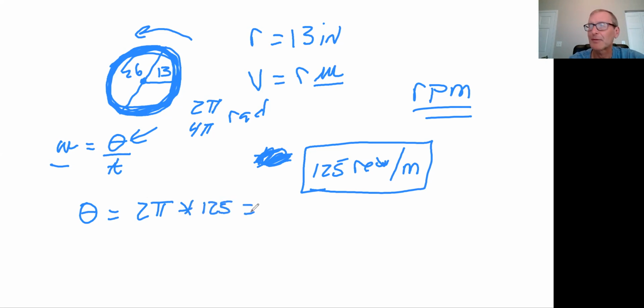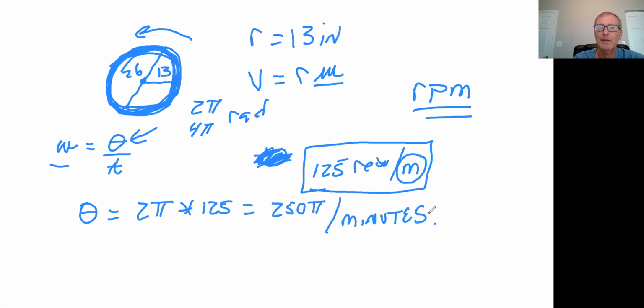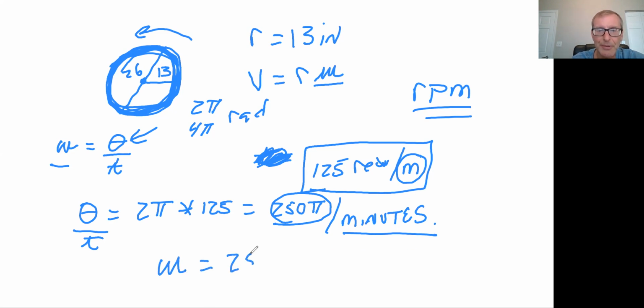So if you do that calculation, you would get 250 pi, and our time is in minutes, right? Because it's revolutions per minute. So if we think about theta, it's 250 pi. And if we divide by t, we would get minutes. So our omega is 250 pi per minute. So far, so good.